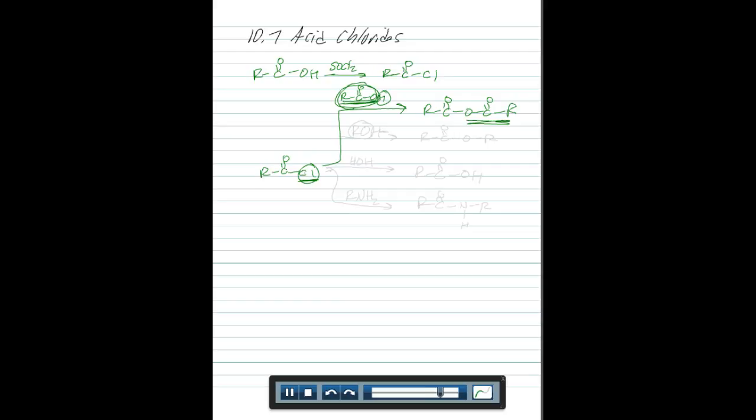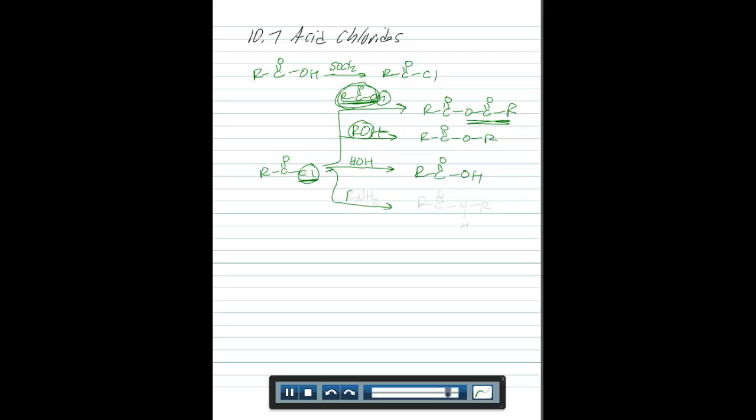If you add an alcohol, so ROH, if you want to put this on pause and predict it yourself, that would be great. Put it on pause right now. This makes the ester. This part of it just replaces the chloride, and then the hydrogen and the Cl pair up to form hydrochloric acid. Add water. Remember, water is HOH. What are you going to get? Put on pause. You get the carboxylic acid.